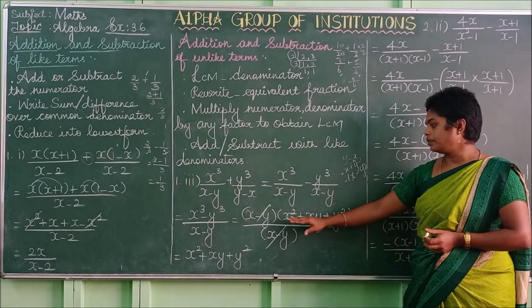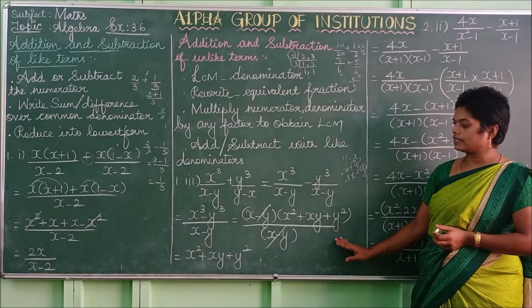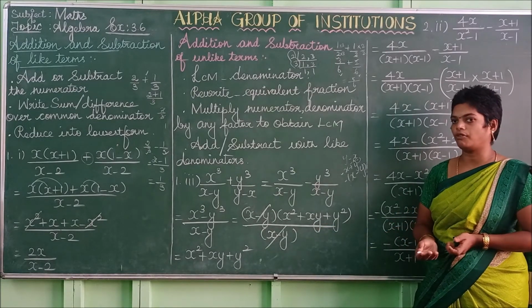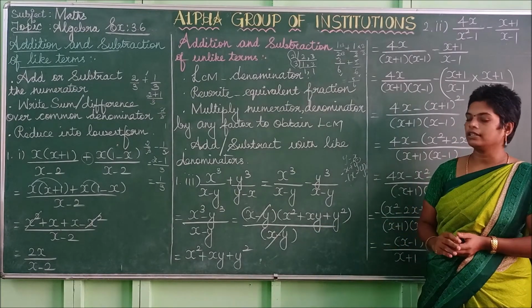What are the remaining terms? x squared plus xy plus y squared. This is the remaining term. Here we cannot reduce it into the lowest form because only the numerator is there.